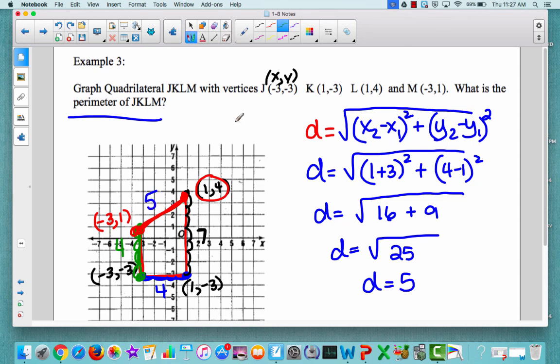And now what? I'm trying to find the perimeter. That means add up all the sides. So we're going to do 4 plus 4 plus 7 plus 5. So we get 8 plus 7 is 15. So 15 plus 5 gives me 20. So the perimeter of this figure is 20 units.